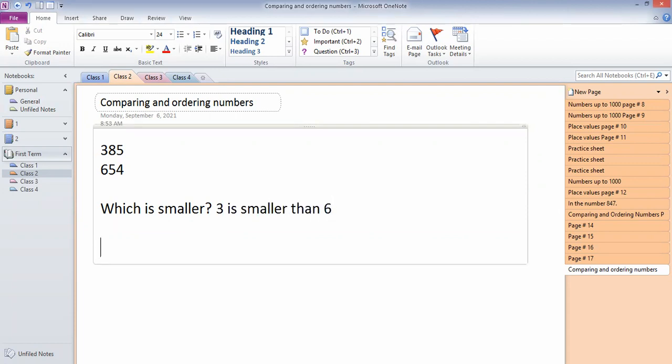That's why you can say that 385 is smaller than 654, because you compare the hundreds first. When you compare the hundreds, it was 3 and it is 6, and you find out that 3 is smaller. You know that 3 is smaller than 6. That's why 385 is smaller than 654. Take one more example, guys.